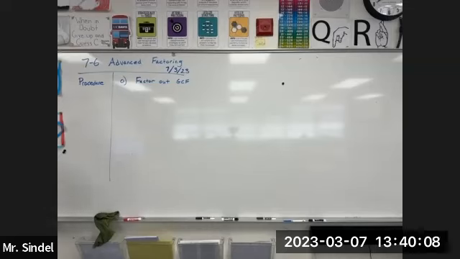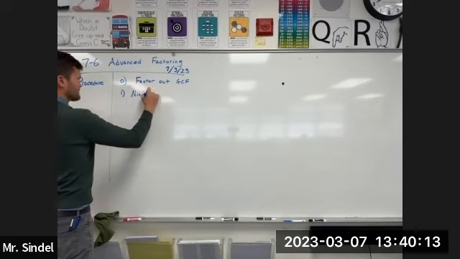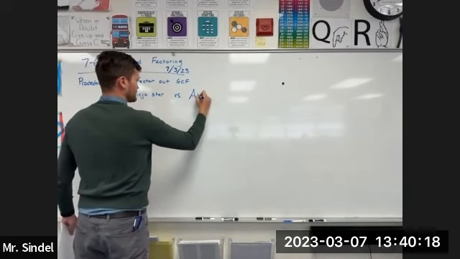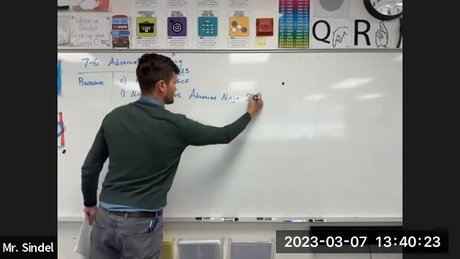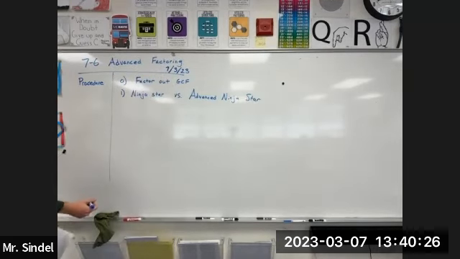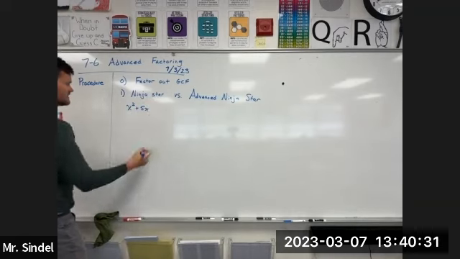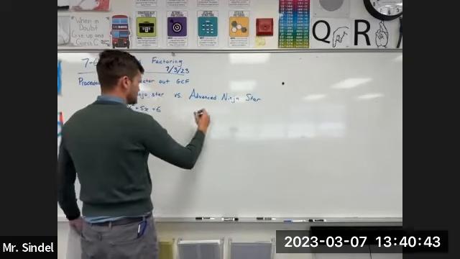Students will always ask, when do I do an advanced ninja star and when do I do a normal ninja star? Let me show you the two different scenarios. Ninja star versus advanced ninja star. A ninja star problem would look like this: x squared plus 5x plus 6. Notice that the number out in front of the x, there isn't a number. You assume that number is 1.